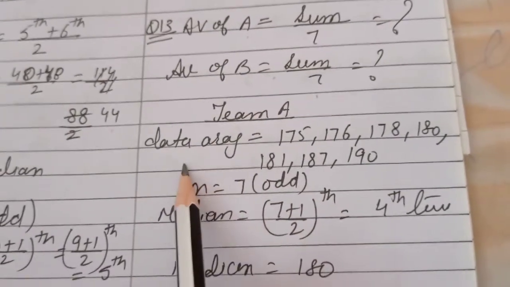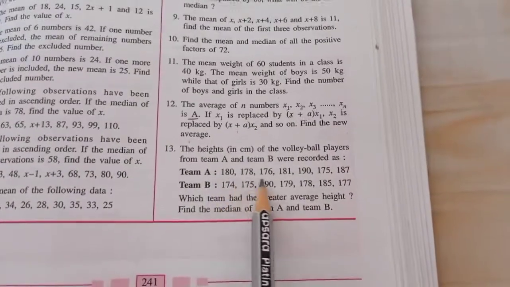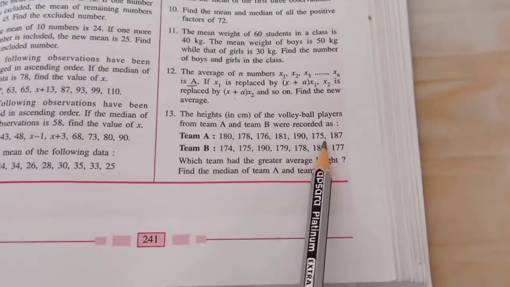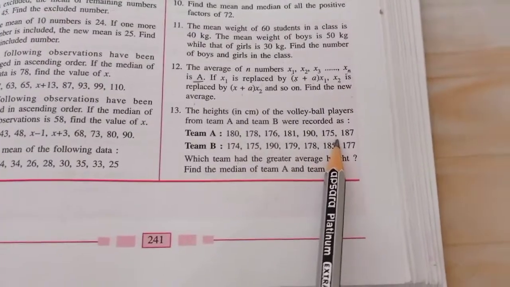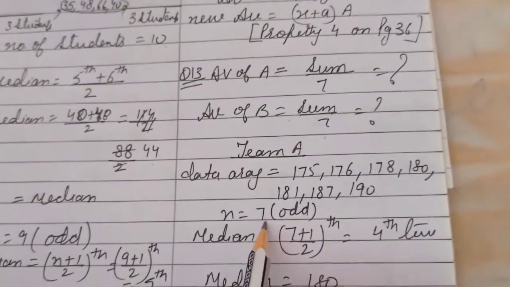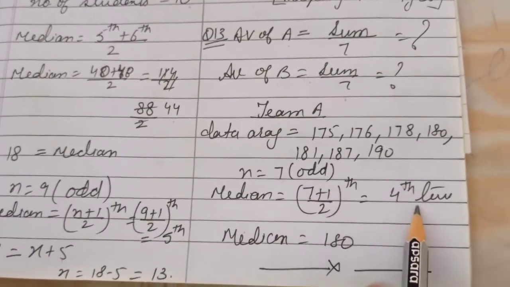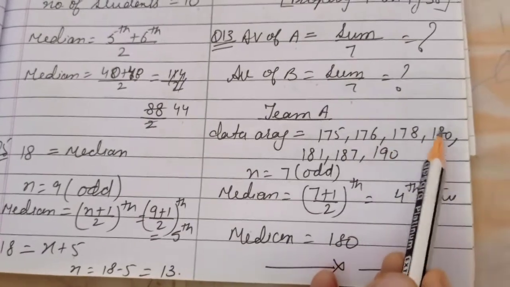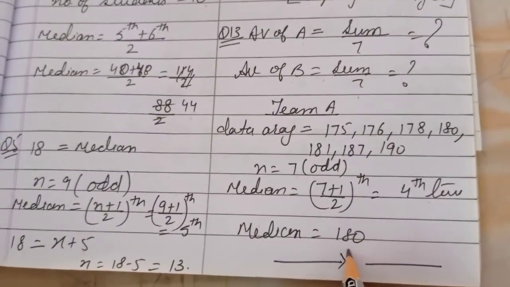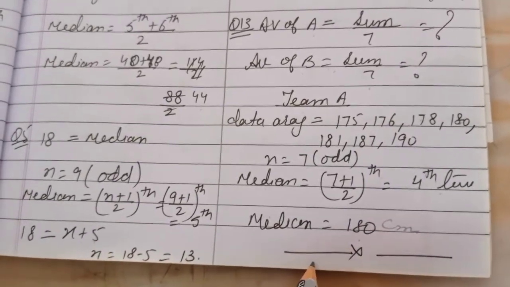In the second part, you are asked to find the median of team A. So for that, this is team A, observations of team A. Heights are given over here. For finding the median, the first step is you need to arrange them in ascending order, which I already arranged, the data array. Clear? Count the number of observations: they are 7, that is odd. Median will be the 7 plus 1 by 2th term, 4th term: 1, 2, 3, 4. That means it is 180 centimeters. Same way you can find the median of team B.